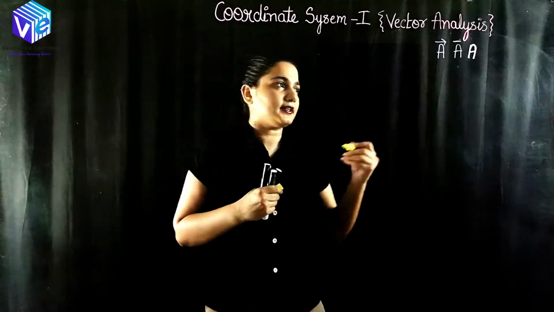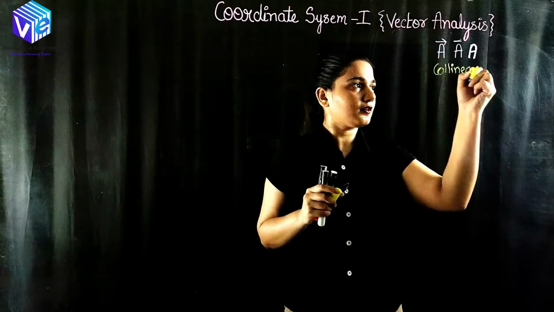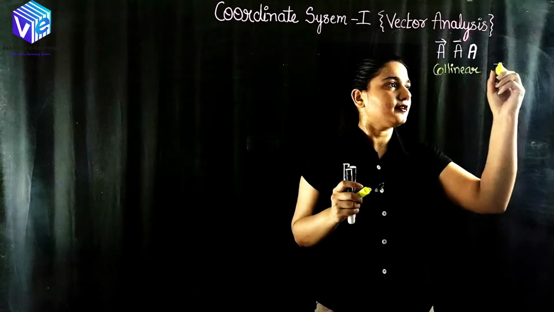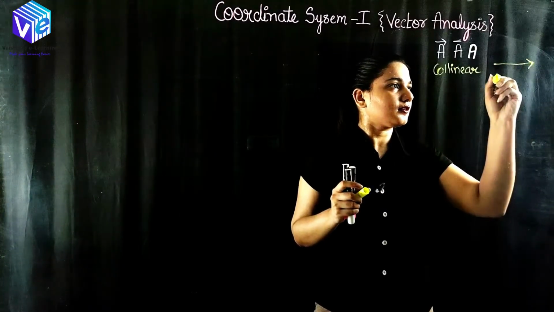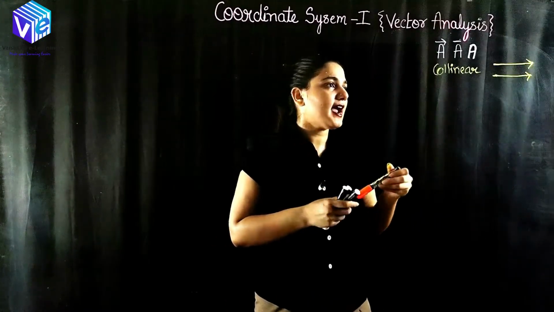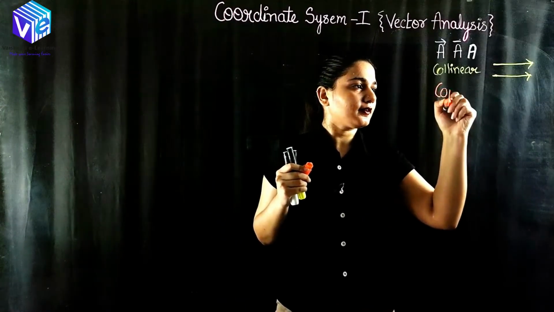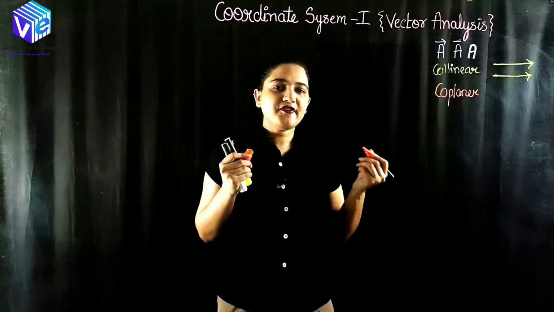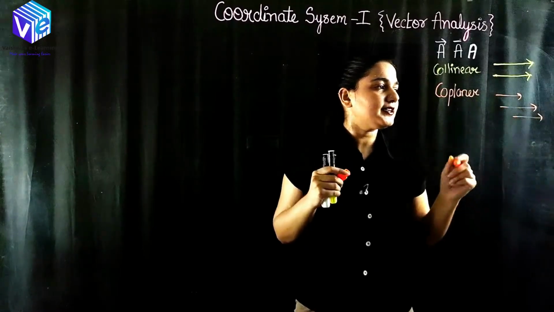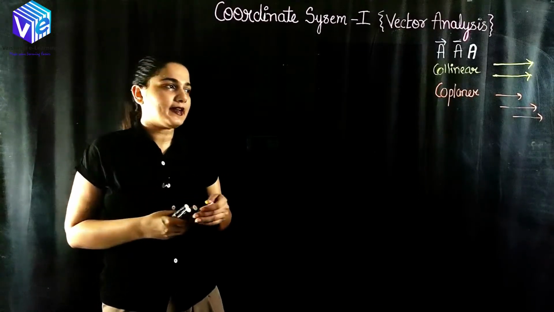First is the collinear vector. What is a collinear vector? If two vectors are parallel to each other, these two vectors are the parallel vectors and these two vectors are collinear vectors. Now what is a coplanar vector? If I have more than two vectors, let's suppose I have three vectors and these three vectors are parallel to the same plane, then these are called coplanar vectors.